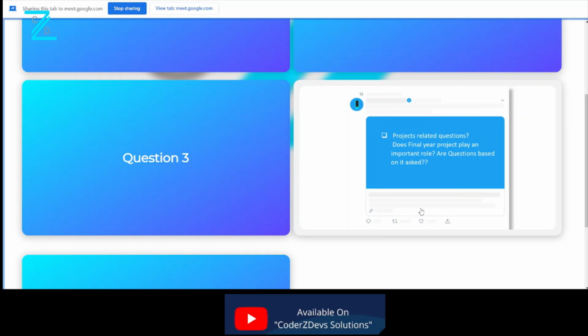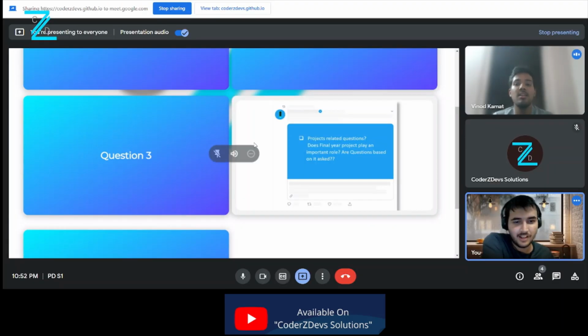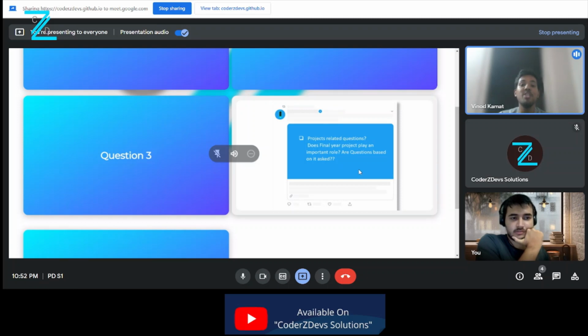Project related questions. Does the final year project play an important role? Are questions based on it asked in the interviews? Yeah, it depends on when you are giving the interview. If you're giving it in August, September, October, they won't ask you. But as the fourth year comes to an end, the companies that come at the end will ask you a few questions about what your final year project is about and what your role in it is. But I don't think it will come in July, August, or September.